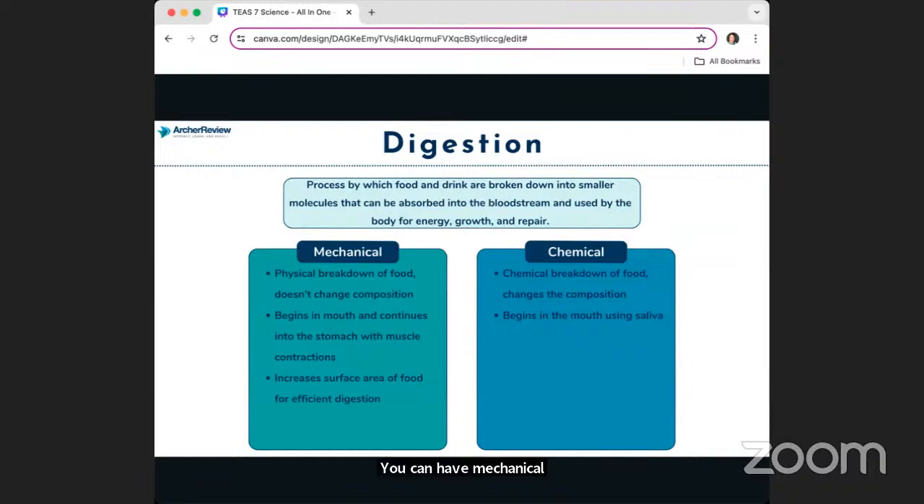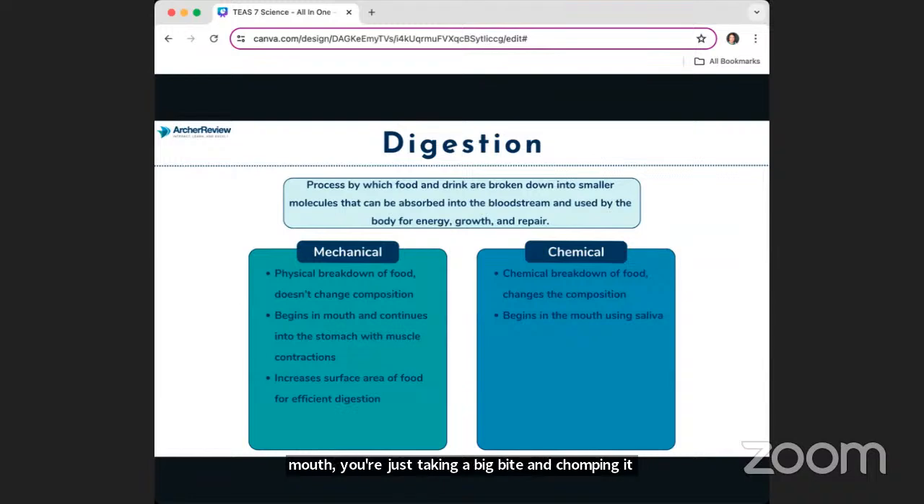Mechanical digestion means physical breakdown of food. You're not really changing the composition, what it's made up of. You're just changing its form. So think about chewing a juicy cheeseburger right now in your mouth. You're just taking a big bite and chomping it down into smaller bits.